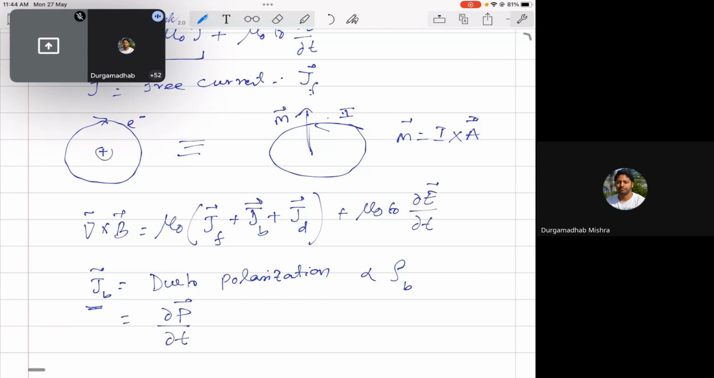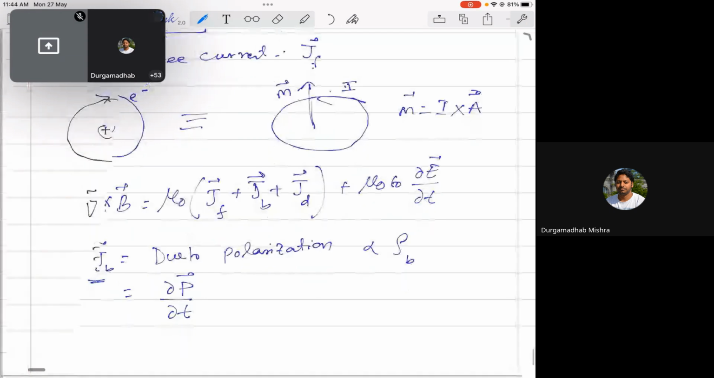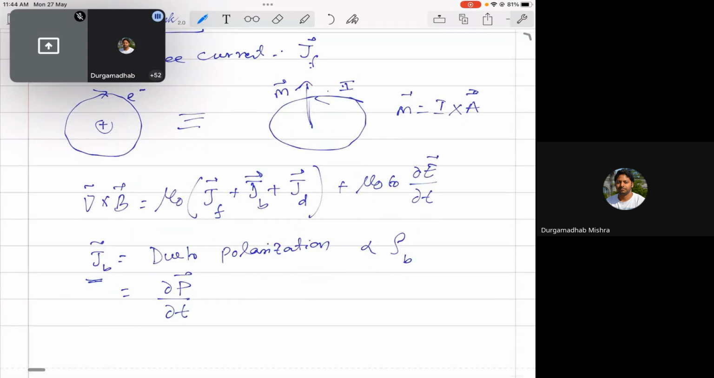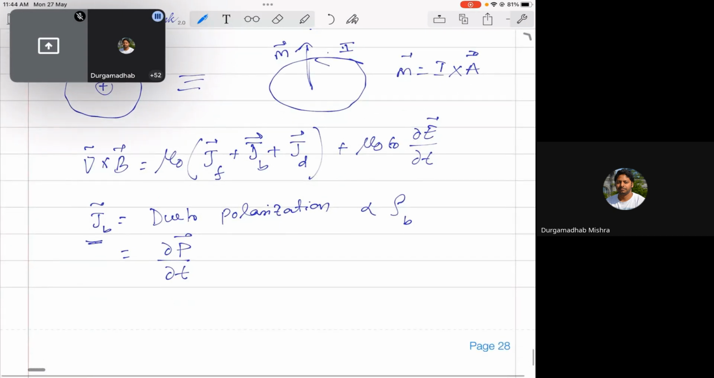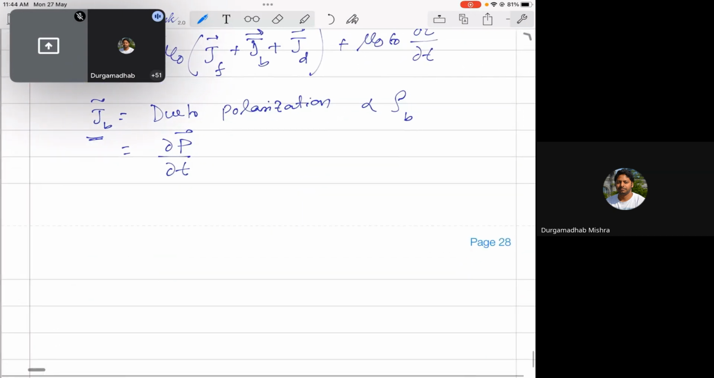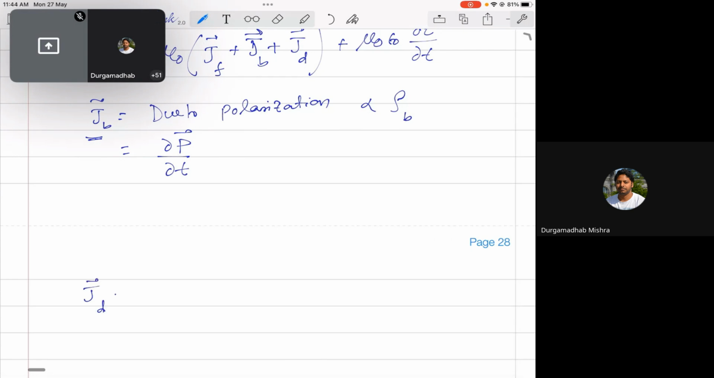So this time rate of change of polarization will correspond to this current that is arising due to a movement of your bound charges. Similarly, what is the displacement current? The current due to the magnetization is written as curl of M. So three types of currents you will have in a material.